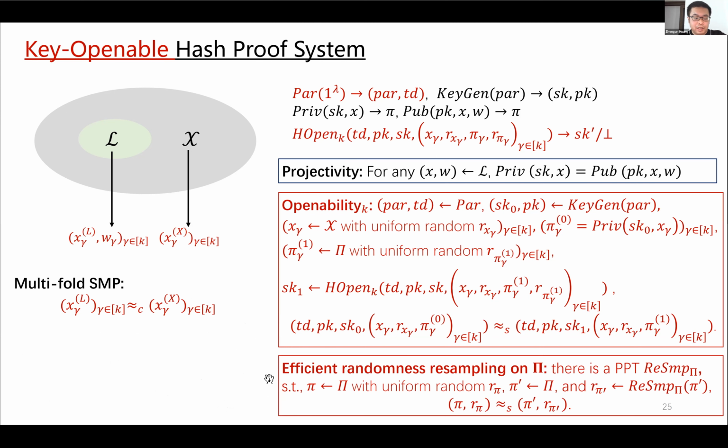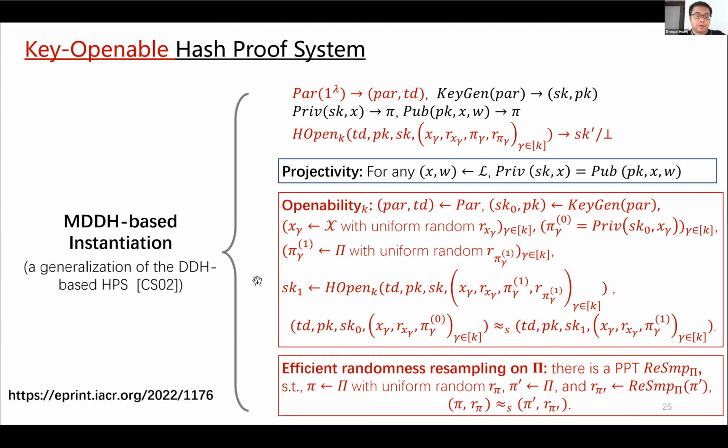Well, another property is also needed. We require that there is a resample algorithm such that for a uniformly sampled hash value, it can recover the corresponding randomness. We propose an MDDH-based instantiation of key openable hash pool system, which can be seen as a generalization of the DDH-based hash pool system. And for the details, please refer to our full version.